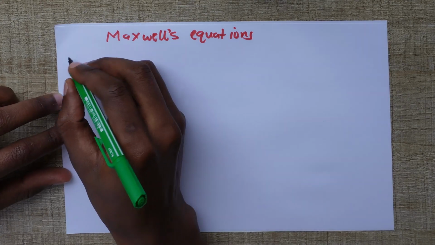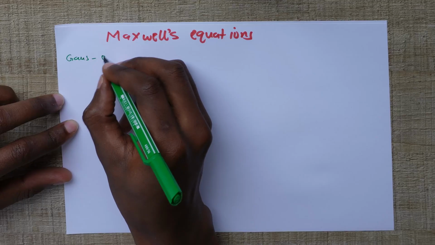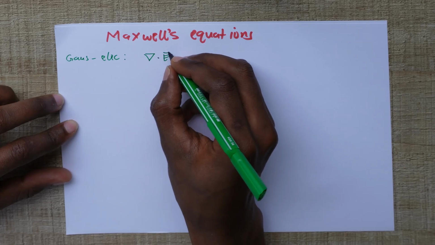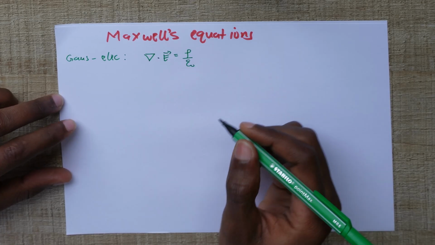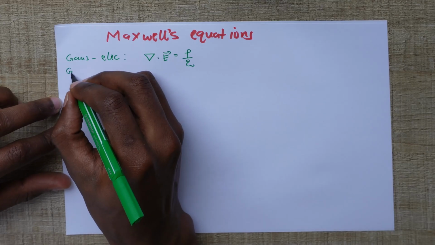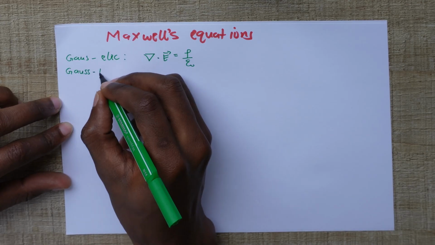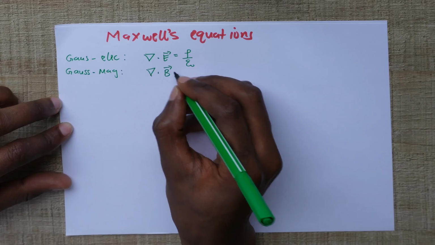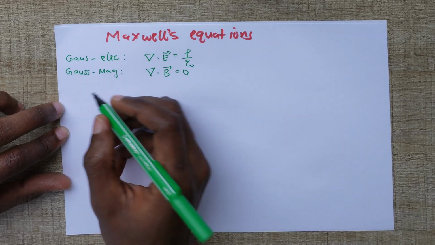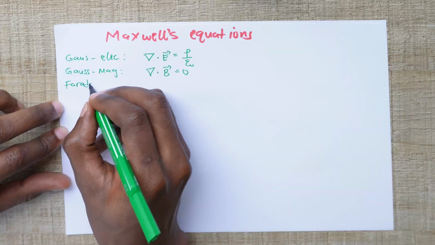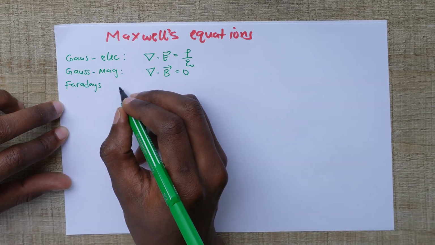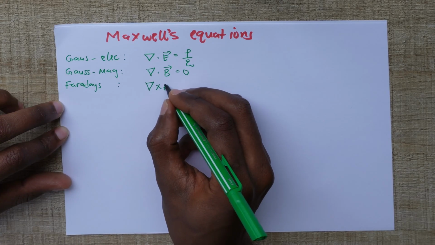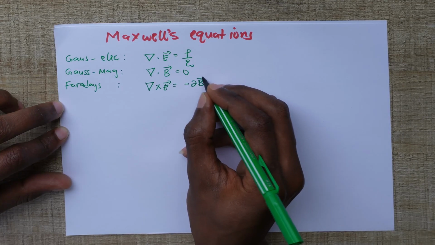We have Gauss's law for electricity, that tells us that the divergence of the electric field is rho on epsilon 0, the permittivity of free space. You have Gauss's law for magnetism, which tells us that the divergence of B is 0. And you also have Faraday's law of electromagnetic induction, which tells us that the curl of the electric field is negative dB/dt.